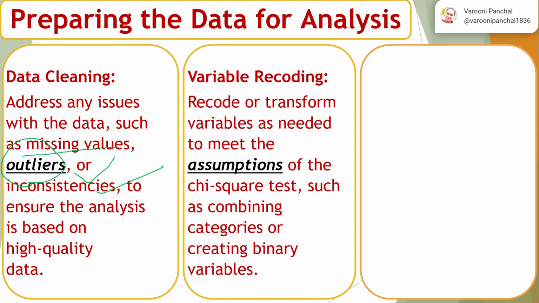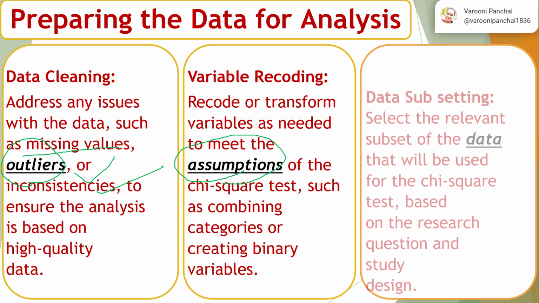Variable recoding. Recode or transform variables as needed to meet the assumptions of the chi-square test, such as combining categories or creating binary variables. So you can always create binary variables, like say I have the values yes and no. So I can use 1 or 0 if I want to perform any counts or percentages like that. So you can even create binary variables as well.